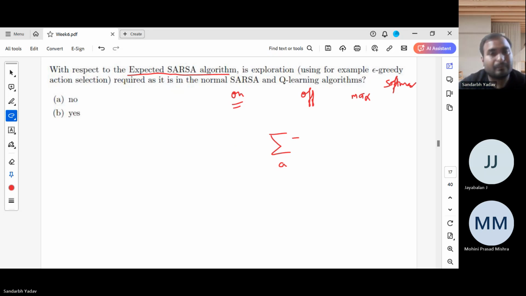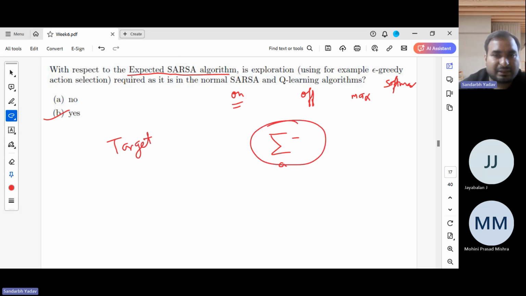The answer is yes, either way you will need exploration. If you don't have exploration, then in the update there is a target with a sigma over actions, but using it you will be updating only some action. You need to explore other actions also, and those also need to be updated. Suppose there is a second action a dash. If it's never part of the initial policy you began with, then you might not explore this action. So exploration is always needed so that you can try out different actions and update their Q values also.